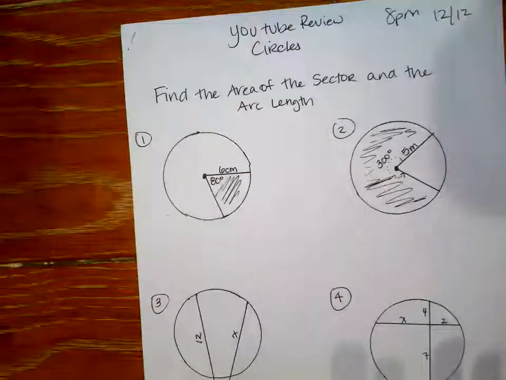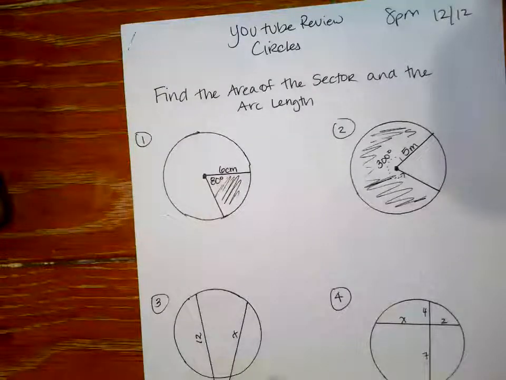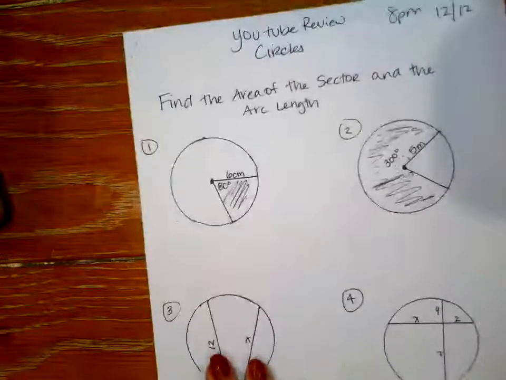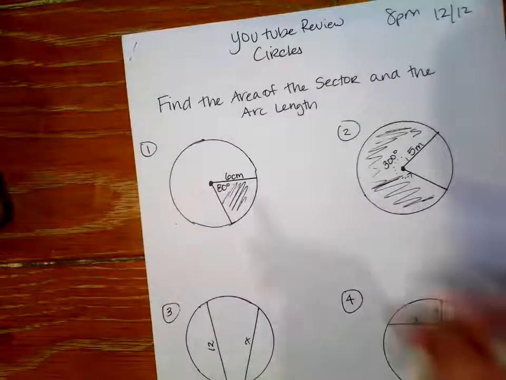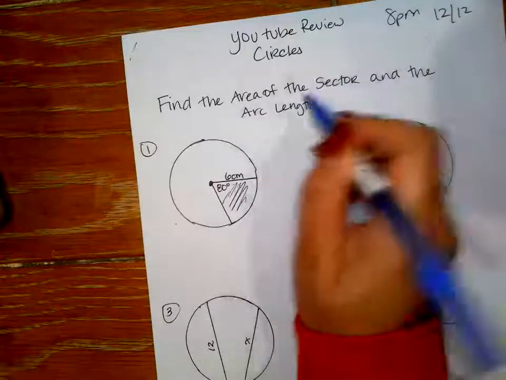I know that the majority of teachers are going to be giving you some kind of not really a cheat sheet, but like a formula sheet and stuff to help you guys out. So there will be that because there is a lot of stuff with circles. So let's get started. All right, we want to find the area of the sector and the arc length.